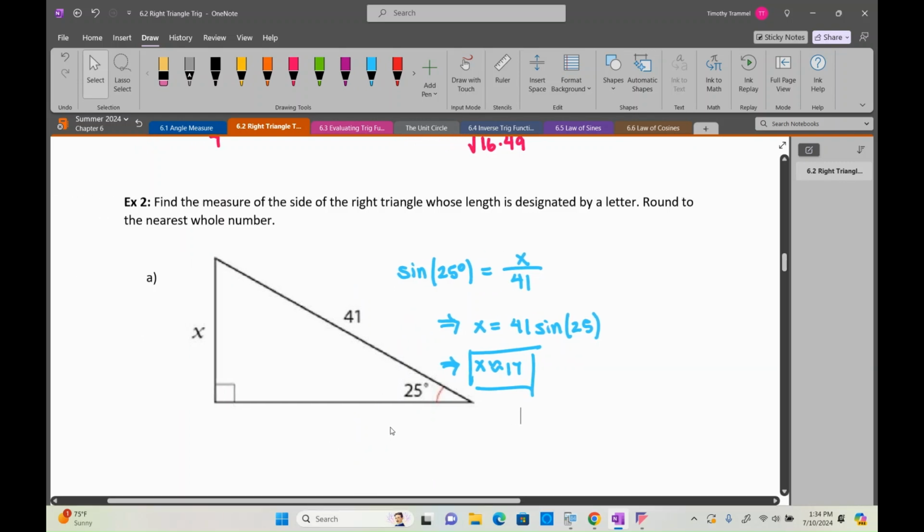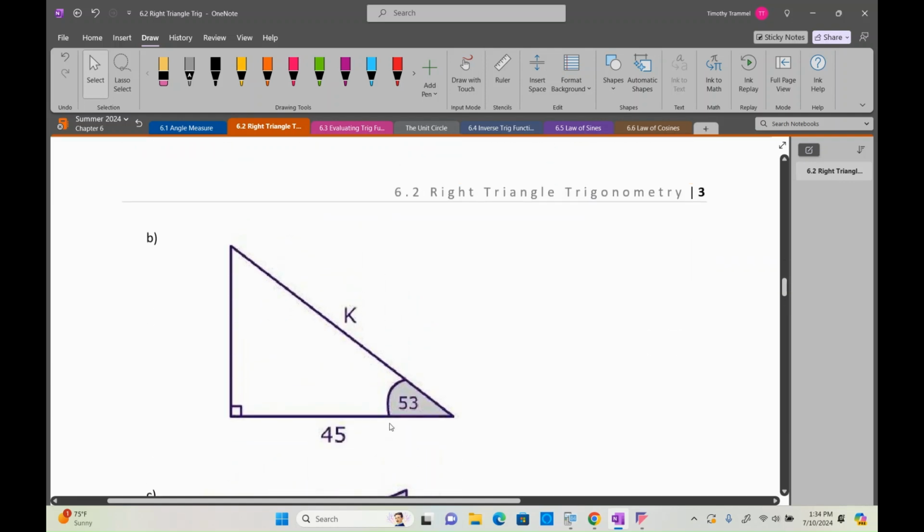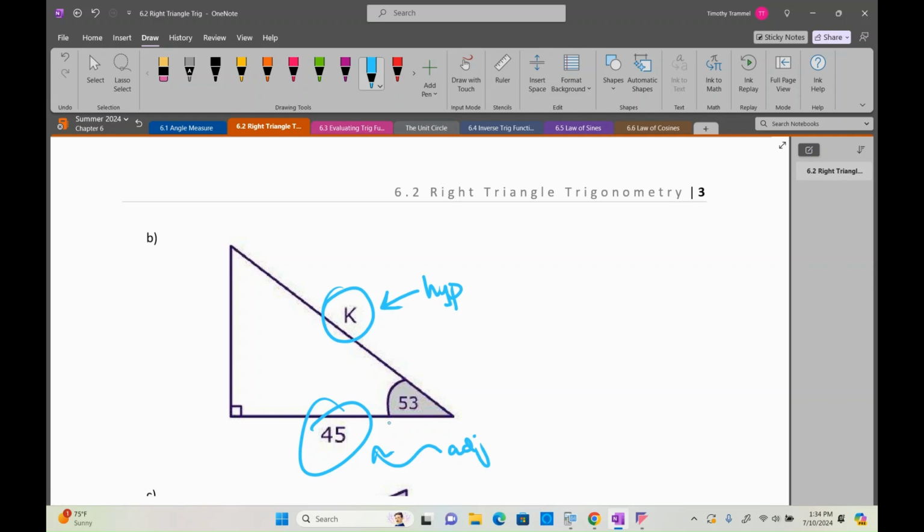So let's go ahead and scoot down and we'll try another one. And again, round to the nearest whole number. So this time we want to find the value for k. And so we have our angle. And so we just need to remember what these two sides are called. This one is the adjacent side. This one here is the hypotenuse. So we need to ask ourselves what trig function involves the hypotenuse and the adjacent side. This would be cosine. Cosine is adjacent over hypotenuse. CAH, C-A-H.